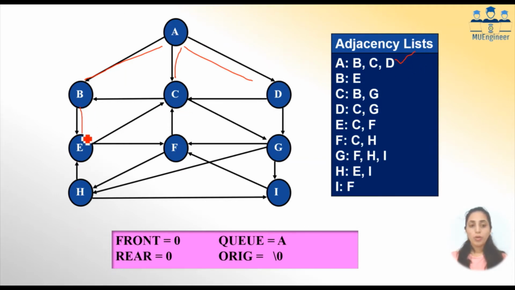From B, I can go only to E. That's why E is the adjacent node to B. From C, I can go to B and I can go to G. So these are the adjacent nodes. Like that, I have given the adjacent nodes of all the nodes in my graph. Okay, so the adjacency list is prepared.